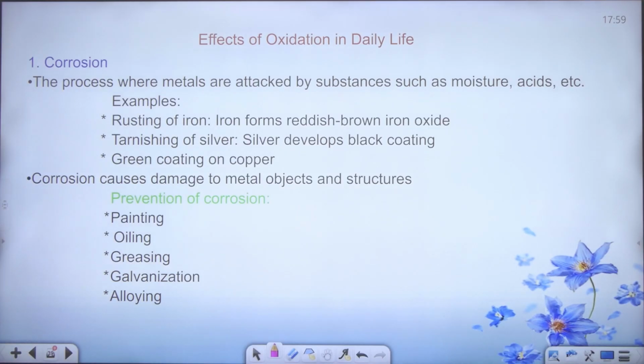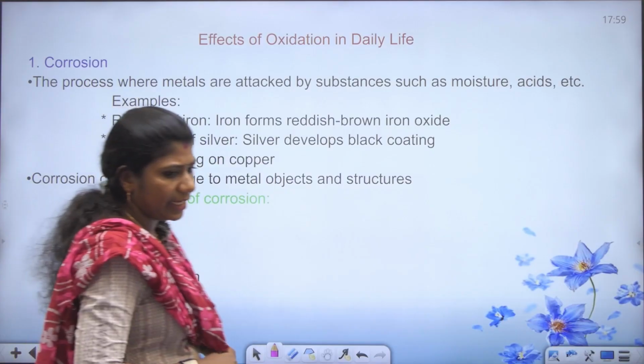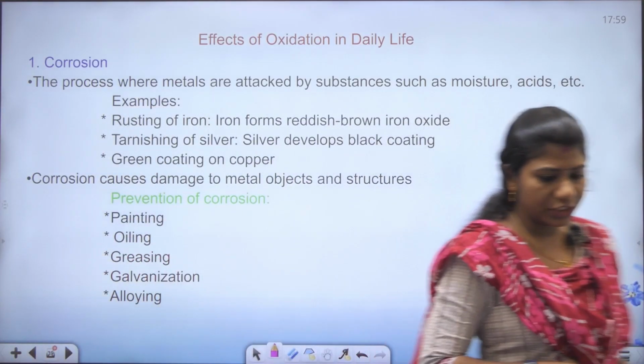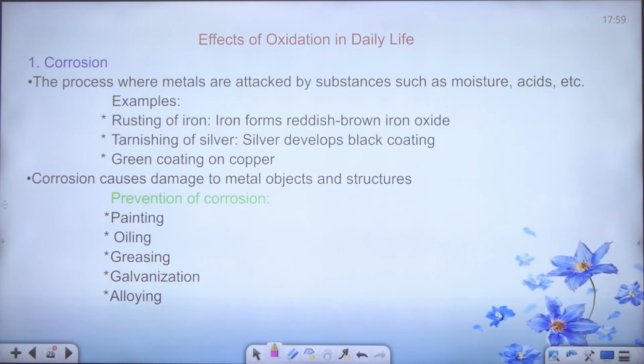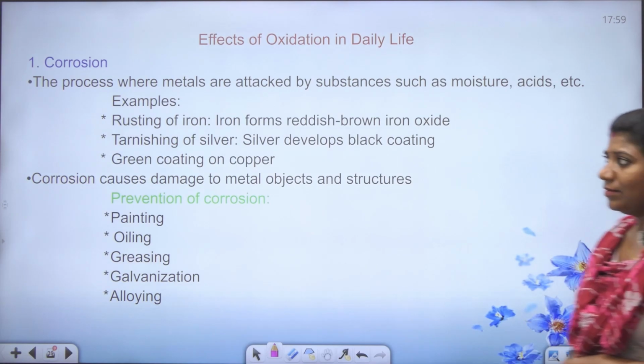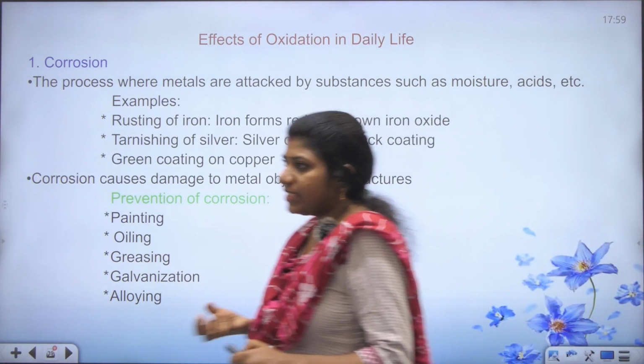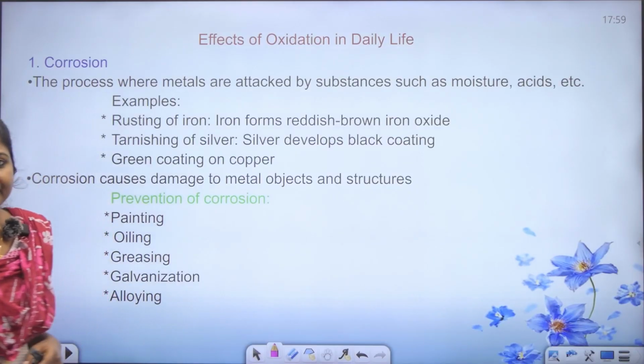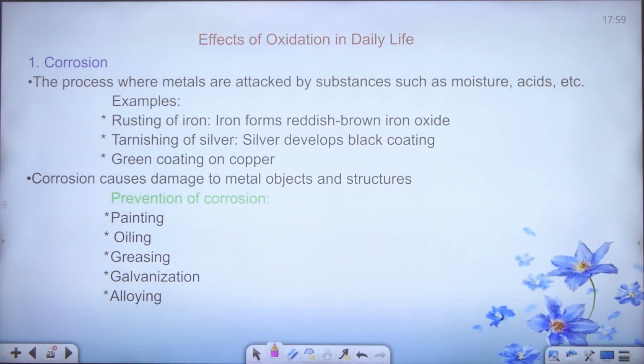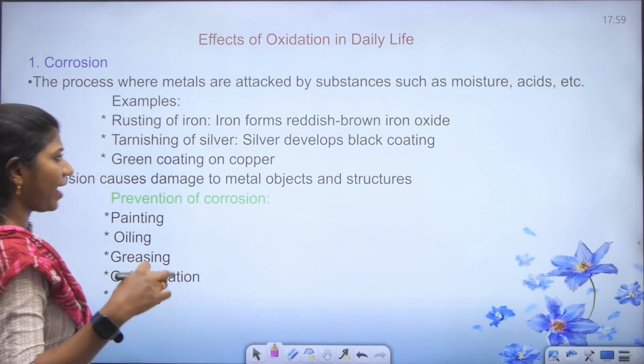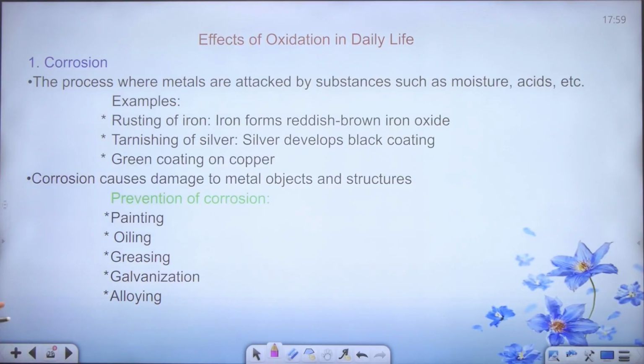The next topic is the effect of oxidation in daily life. The first effect is corrosion. What is corrosion? Some metals like iron, silver, copper, etc. easily react with atmospheric air or moisture to form a new product. That process is called corrosion. The process where metals are attacked by substances such as moisture, acid, air, etc. is called corrosion. For example, rusting of iron.